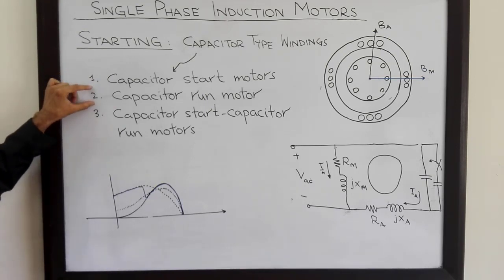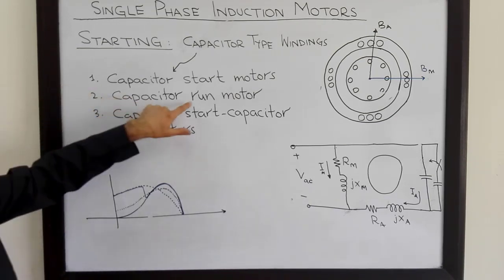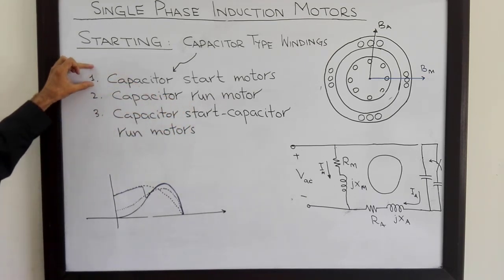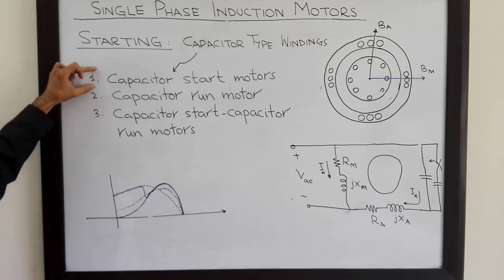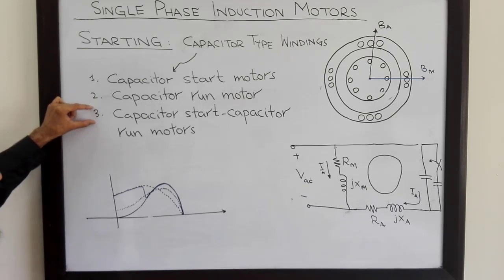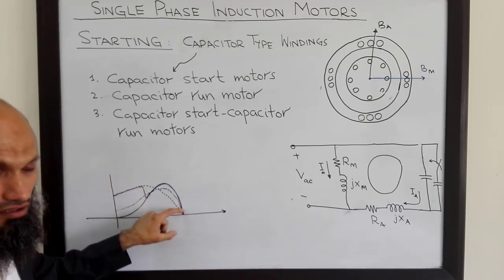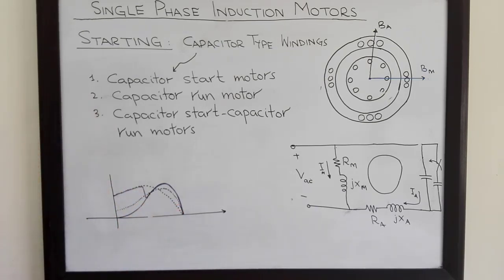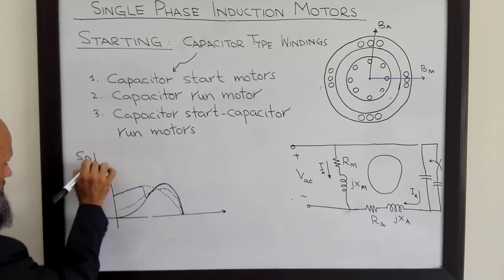These motors are generally utilized in home appliances, your fans. These are capacitor-run motors. These motors are utilized where you need a high starting torque, for example in vacuum cleaners and such appliances. And these motors are utilized where you need both better starting torque and better performance at rated conditions. There is another possibility which we call split phase motors.